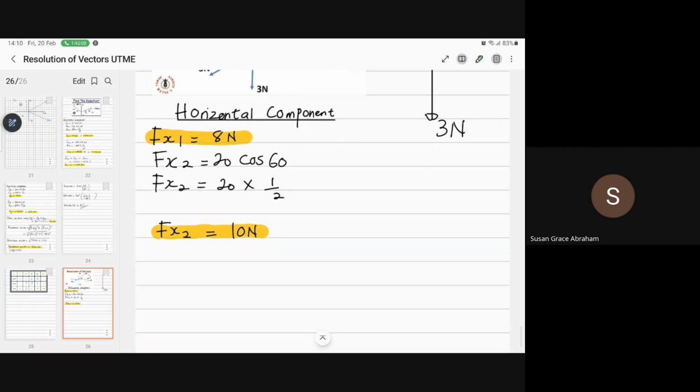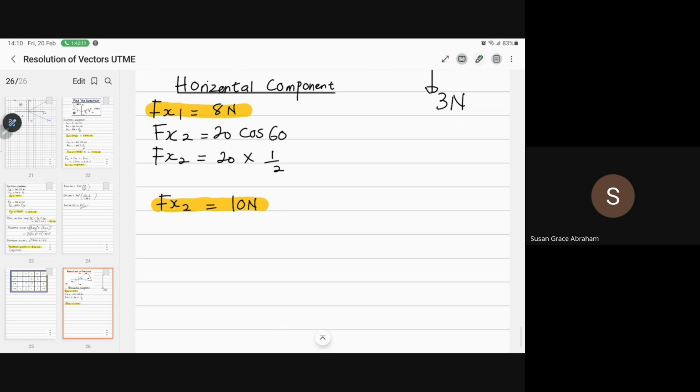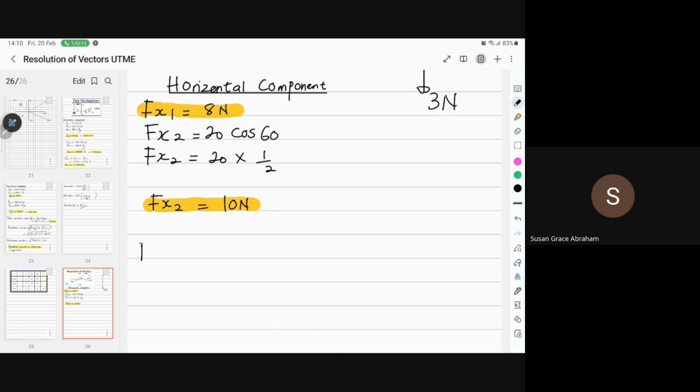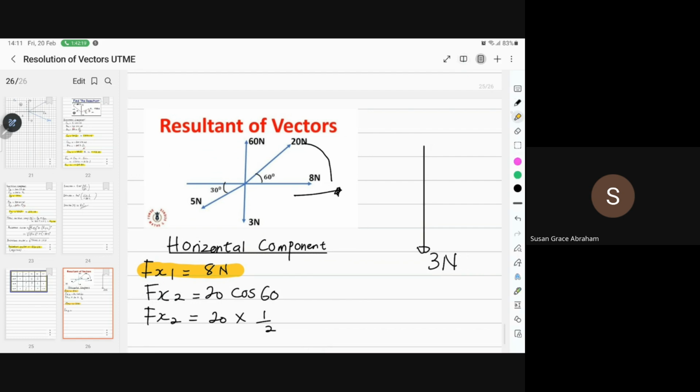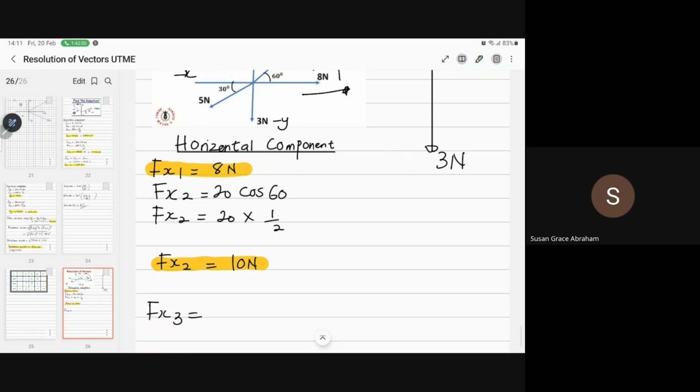The next one I'm going to resolve now is our 5 Newton, which is our Fx3. So Fx3 is equal to, but we'll have to account for the position where it is. Remember that here is positive y, here is negative y, here is positive x, here is negative x. Now you can see that that very force is in the negative x direction.